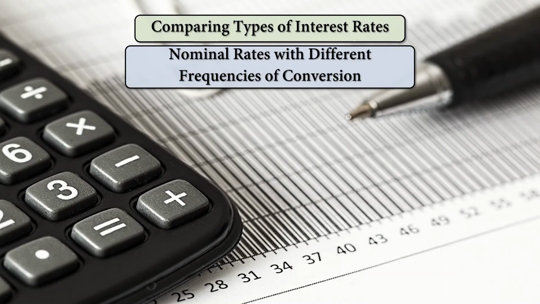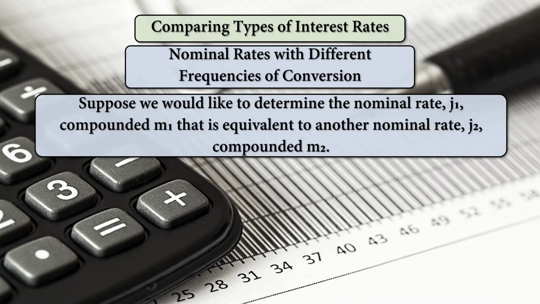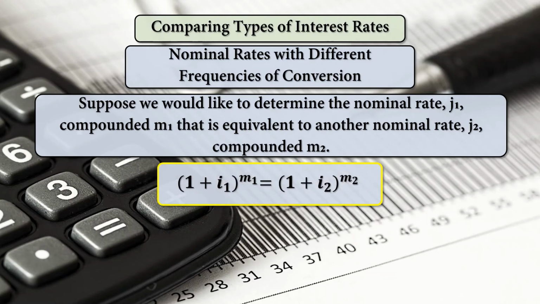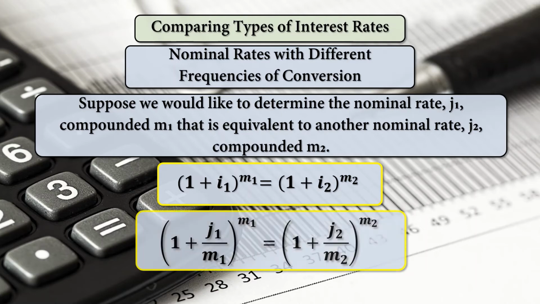And then the last comparison of interest rate, we are going to compare nominal rates with different frequencies of conversion. Suppose we would like to determine nominal rate J1 compounded M1 that is equivalent to another nominal rate J2 compounded M2. So we just equate these two, the same formula but different in values. And since I is equal to J over M, that is equal to this formula. For us to better understand this one, we are going to proceed with examples.